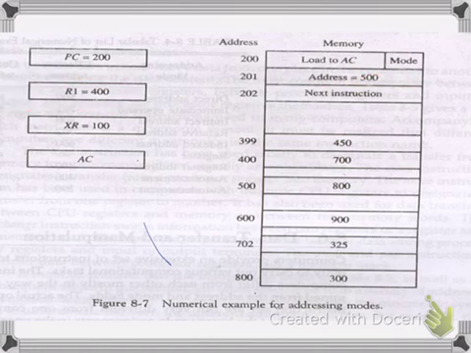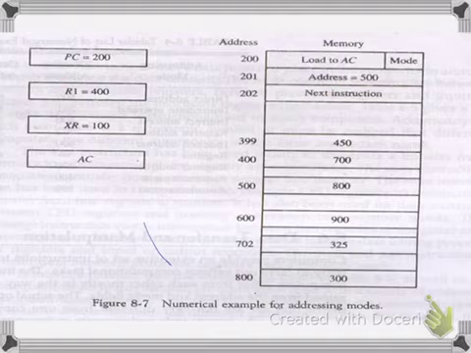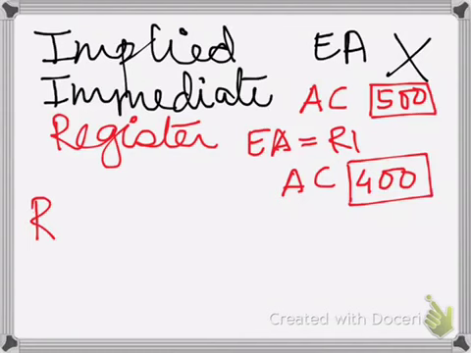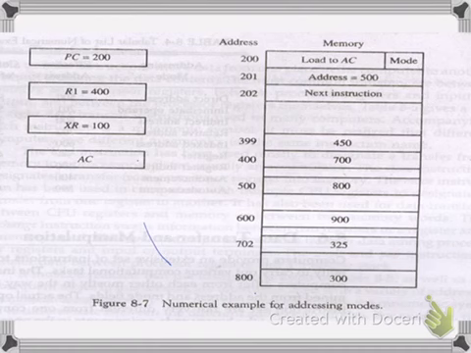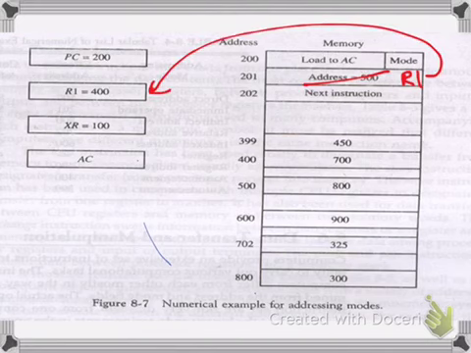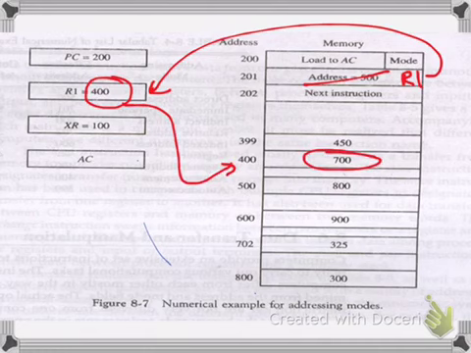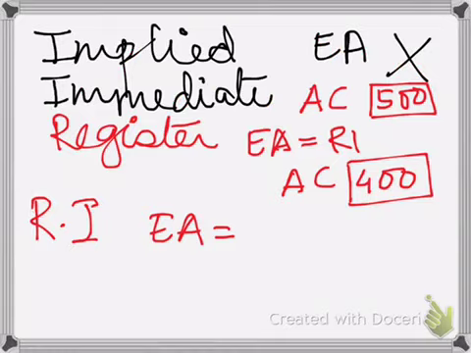Next, let us see register indirect. In that case, the effective address would be, if you can recall, you have R1 here. Go to register R1, whatever is the value there, go to that memory location, and there is the actual operand. At which address did we find 700? At address 400. So 400 is our effective address.